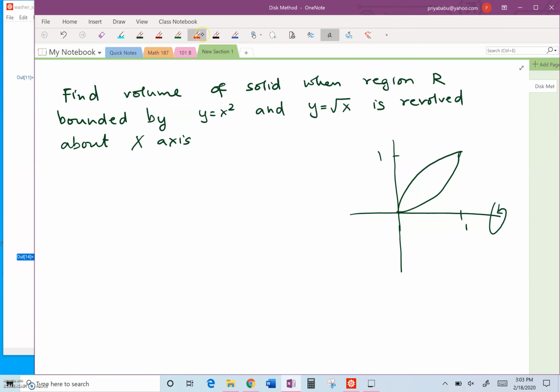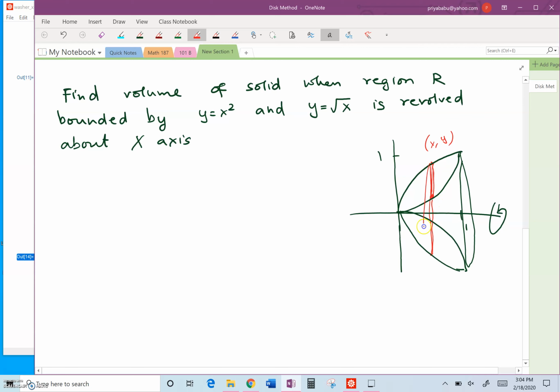So we're going to draw the washer here. We're going to choose a point x comma y on the upper curve, and then there is a corresponding point on the lower curve. Before that, let's draw the reflection of the region R. So this is the volume of revolution, and in that, we're going to draw one washer. Okay, so it's kind of a washer, which is like two concentric circles with a very thin width.